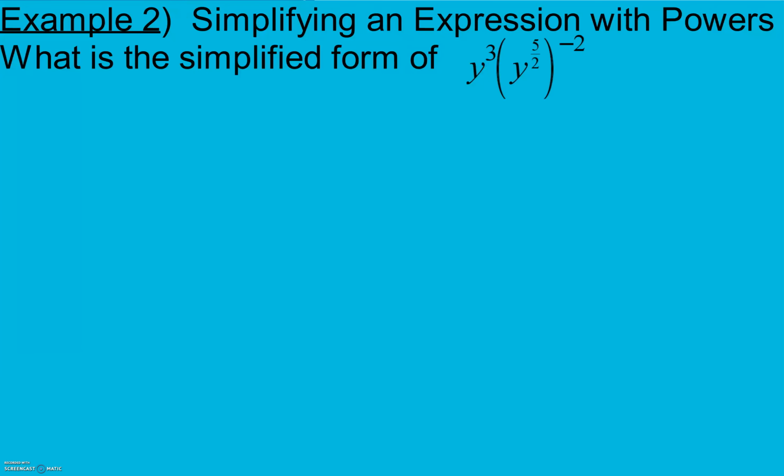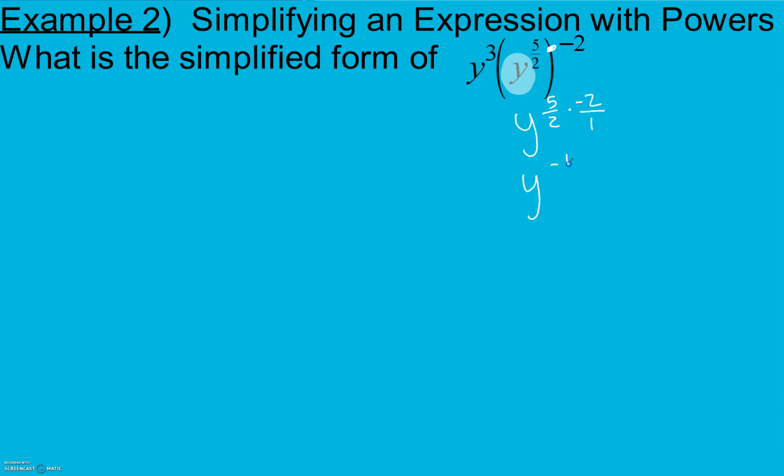So according to PEMDAS, we have to do exponents first. Simplify within parentheses, but there's nothing in our parentheses we can do. But our y to the 5/2 power here is raised to the -2 power. So we have to do this exponent before we can do anything with that multiplication. We have a power raised to a power, so here we're going to multiply 5/2 times -2, and we write that as over 1.